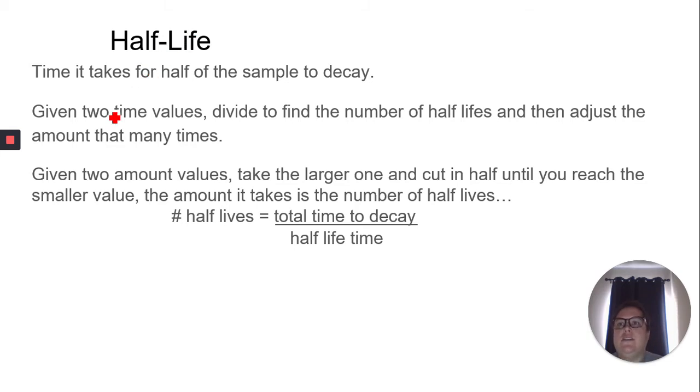If you are given two time values, and time being like seconds or minutes or days or years, you're going to divide them to find the number of half-lives, and then that's how many times you're going to take the amount and divide it by 2. If you're given two amount values, you're going to take the larger one and cut it in half until you reach the smaller one. That will give you the number of half-lives. Then you're going to determine if you were given total time or half-life, plug that value in and solve for the one that you're missing. So we're going to work out 3 examples.